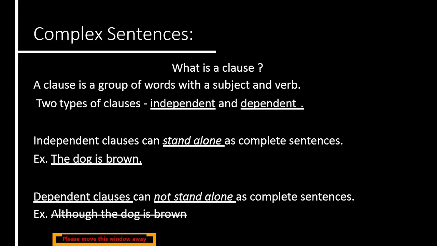But when I say, when I saw him, what happened? It doesn't make sense. That is a dependent clause. When I saw him turned out to be a dependent clause because it's incomplete. So let's read together. Independent clauses can stand alone as complete sentences, like the dog is brown. A dependent clause cannot stand alone as a complete sentence, for example, although the dog is brown. Here it doesn't make sense, and you can't understand.